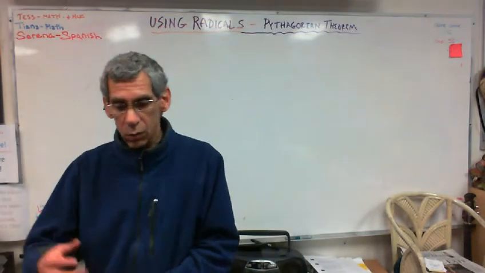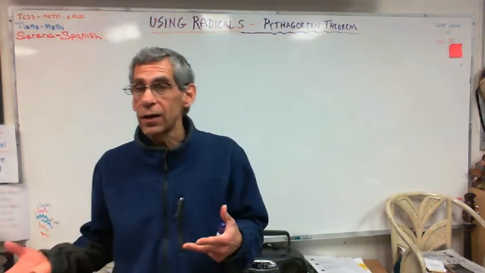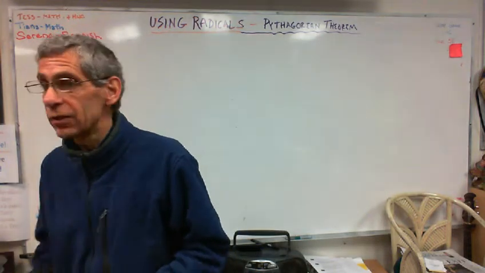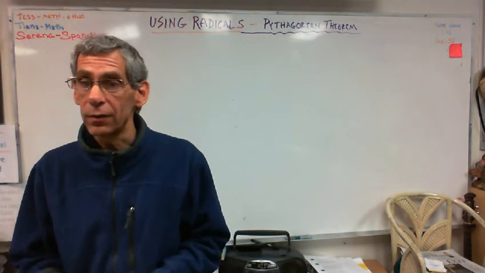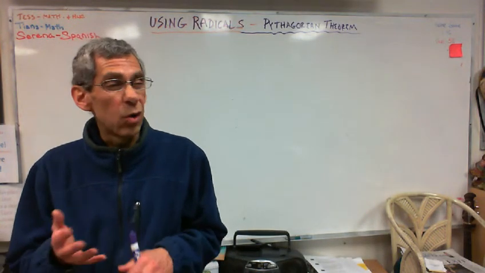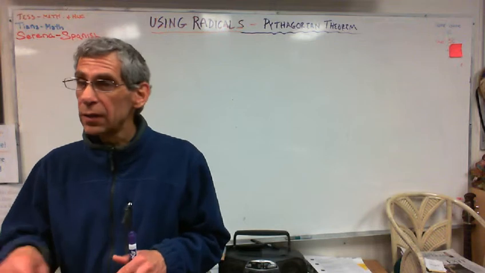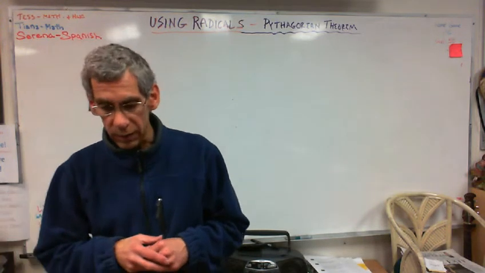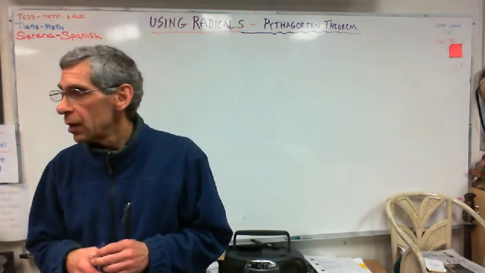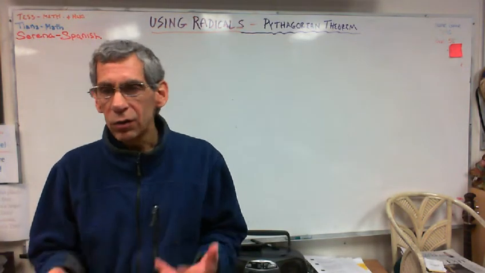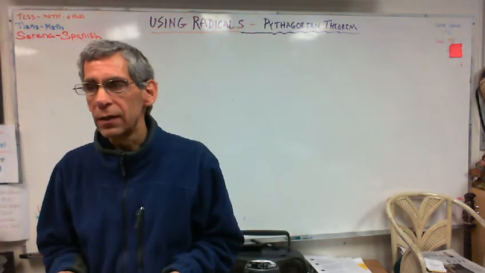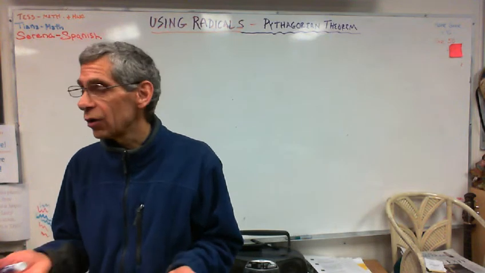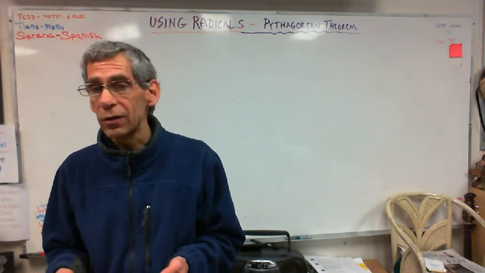We've been talking about radicals, simplifying radicals, and adding and subtracting radicals. We haven't gotten into multiplying radicals yet. I'm saving that for maybe next week, maybe later this week. But I wanted to show you where you use radicals, and the Pythagorean theorem is a perfect example of where you would use radicals.